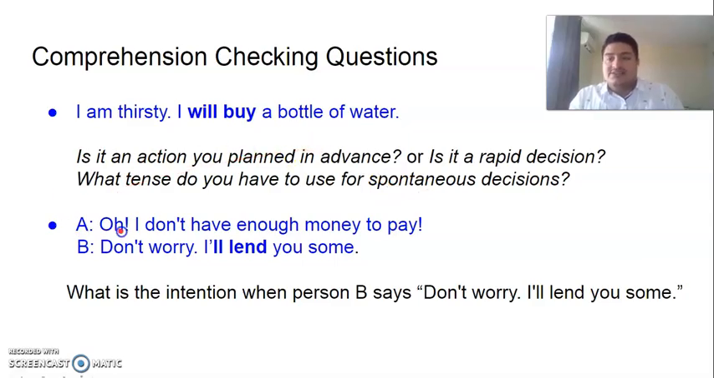Another example is, oh no, I don't have enough money to pay. And the other person would say, don't worry, I'll lend you some. So you can ask the student, what's the intention when person B says, don't worry, I'll lend you some? So that is a promise, right? So they'll recognize it, or you can give them the option: is it a promise, or is it a decision, a rapid decision, an offer? So they can realize and they can start thinking about the correct use of will.